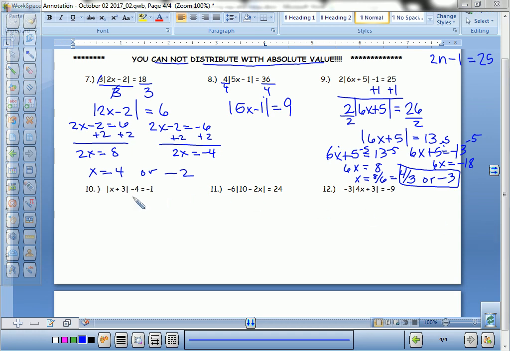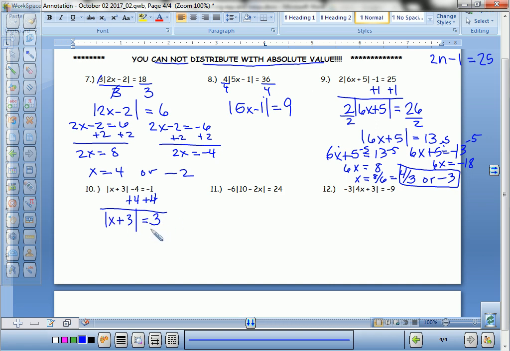Now, number 10, it kind of looks like we can't do it right now because there's an absolute value and there's a negative. But this is not where I evaluate it. I isolate the absolute value before I decide whether or not I can do it. So I've got to add the 4. So now I have the absolute value of x plus 3 equals 3.